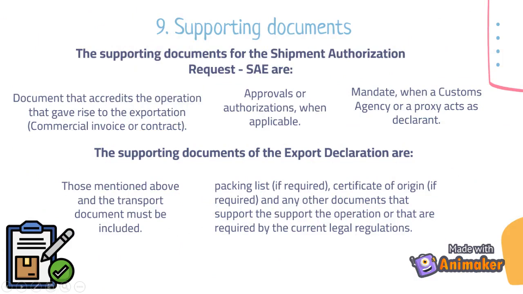9. Supporting documents. The supporting documents for the shipment authorization request are documents that accredit the operation that gave rise to the exportation, commercial invoice, or contract. Approvals or authorizations when applicable.